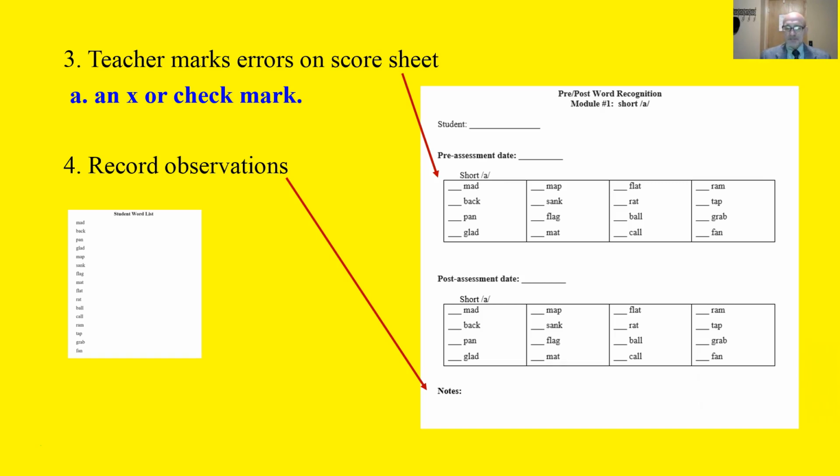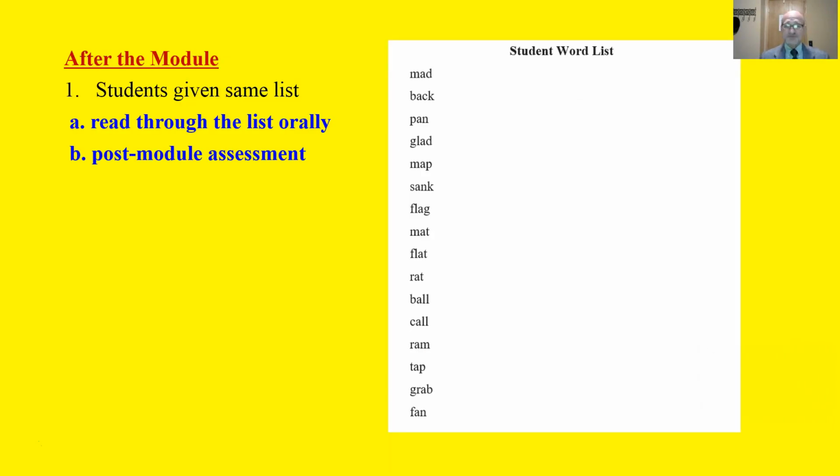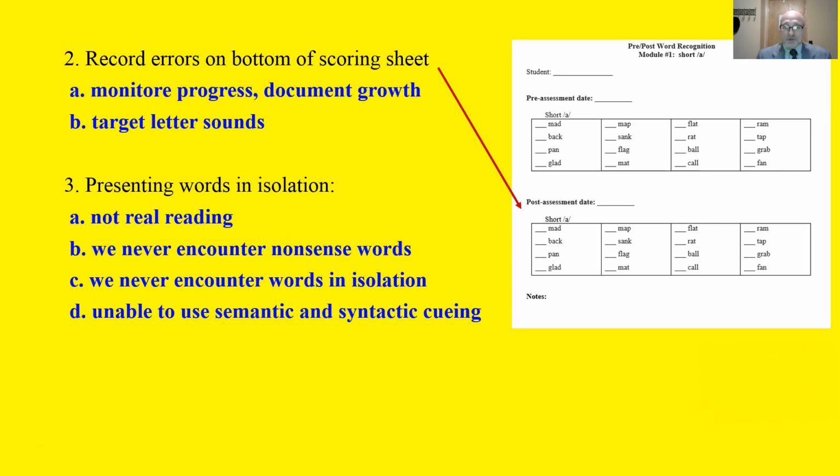And there's a place at the bottom, of course, to record qualitative observations, how they attack the word. Do they hesitate? Do they do it with confidence? After the module, they are given the same list. They read through the list orally, post-module assessment. Hopefully the number of errors will go down. Record the number of errors. Again, you see the bottom of the score sheet, and it's to measure target letter sounds.